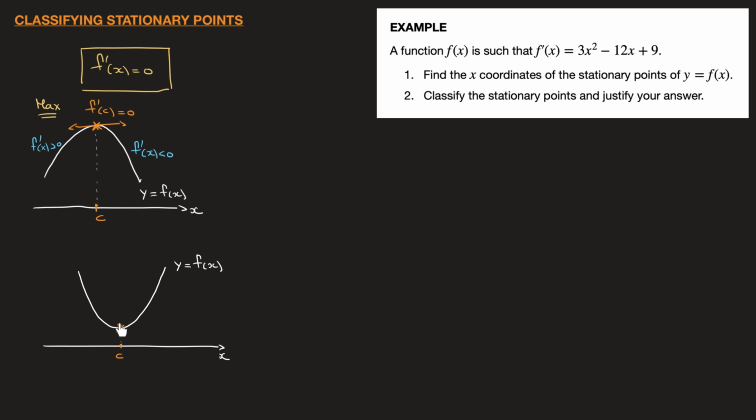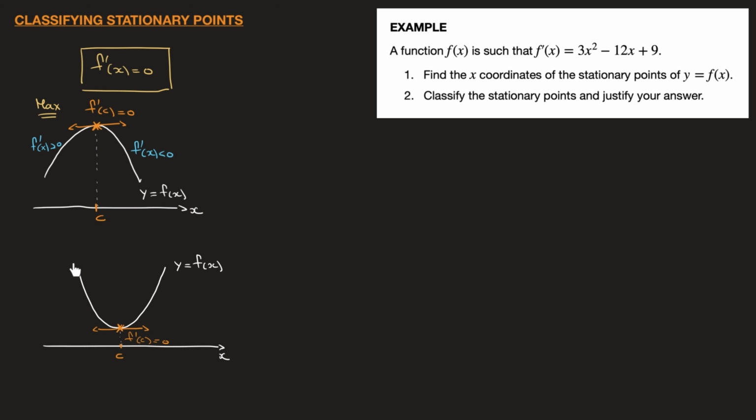Well, this corresponds to a stationary point, because at that point the tangent to the curve is horizontal, which again tells us that the derivative function, so f dash, evaluated at that value of x, so f dash of c, will equal 0. So just as for a maximum point, which is a stationary point, a minimum point is also a stationary point at which the tangent is horizontal and the derivative equals 0.